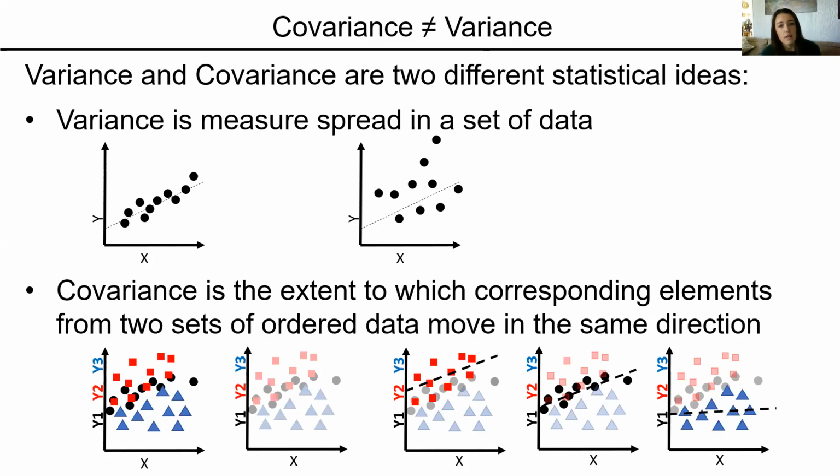Comparatively, covariance is the extent to which corresponding elements from two or more sets of ordered data move in the same direction, right? So if you have y1, y2, y3, say there are 3 different variables, you see that y2, which is the red boxes, and y1, which is the black circles, are positively correlated, right? They both have a positive slope in this case, versus the blue triangles, which would not be correlated, or at least not strongly correlated with the previous 2 variables.